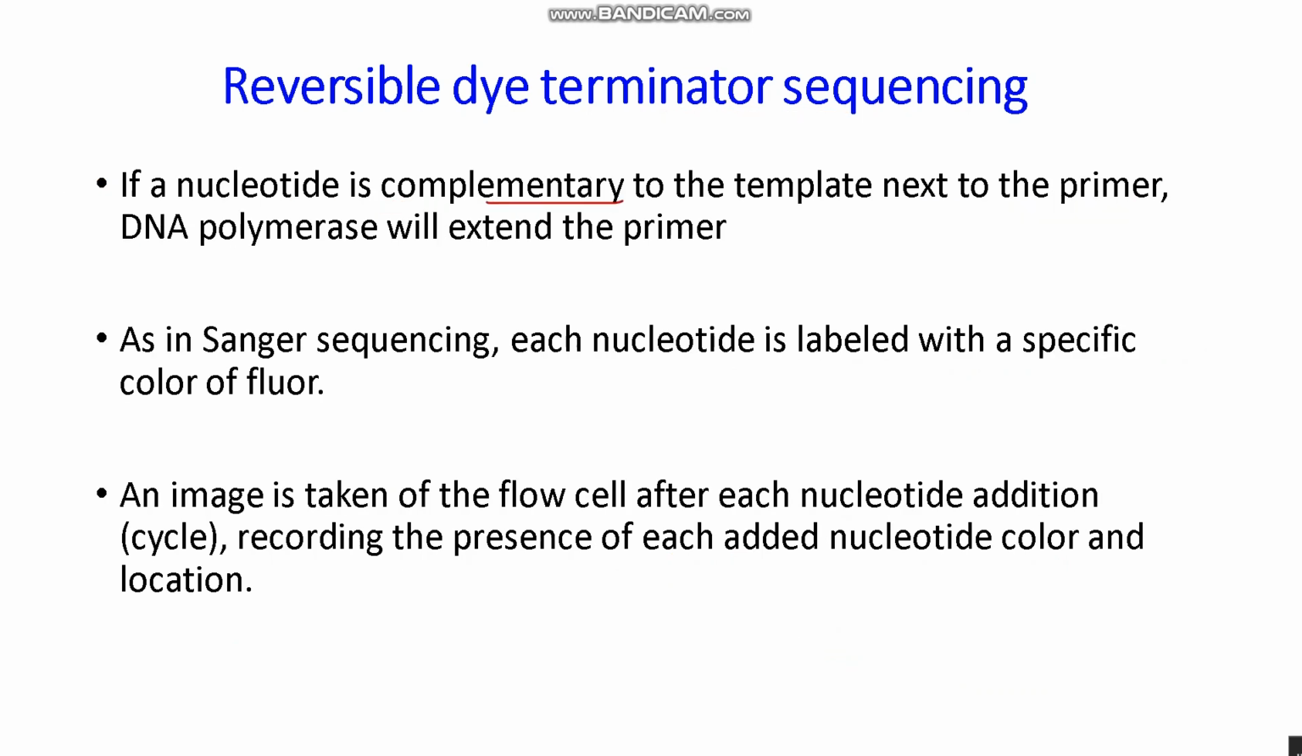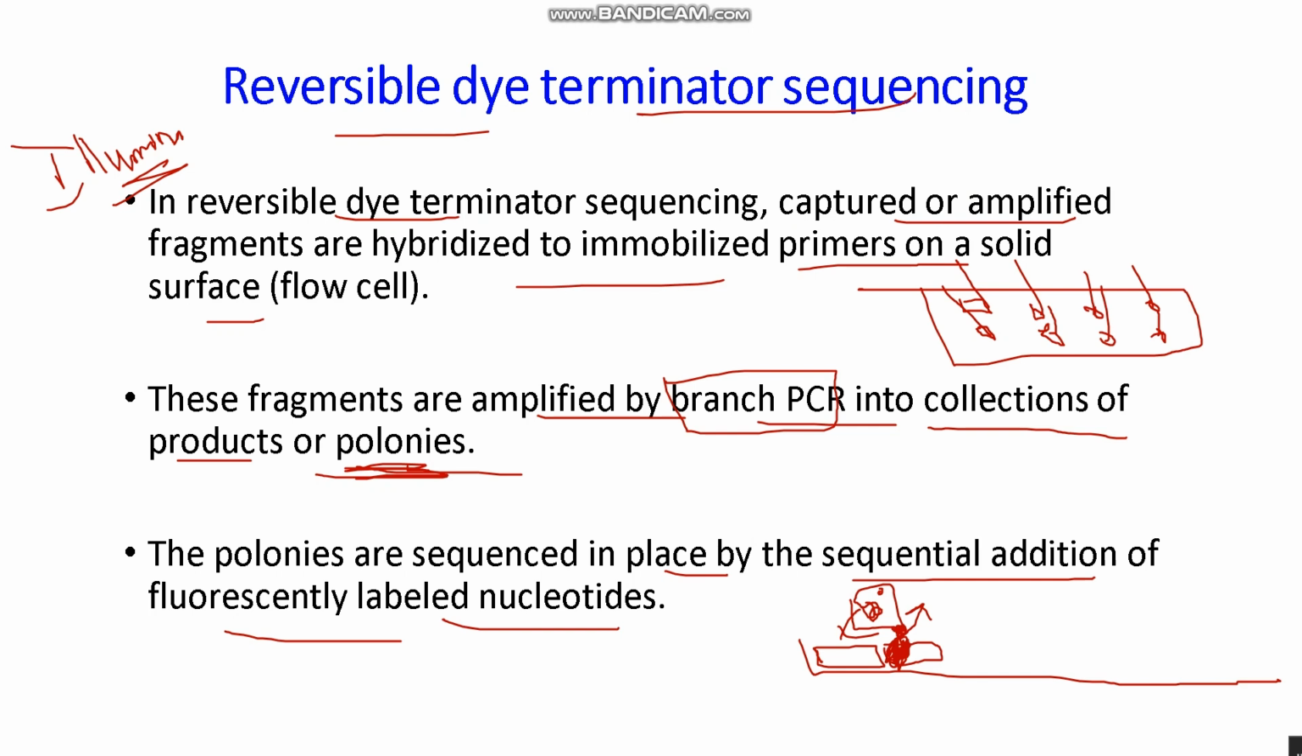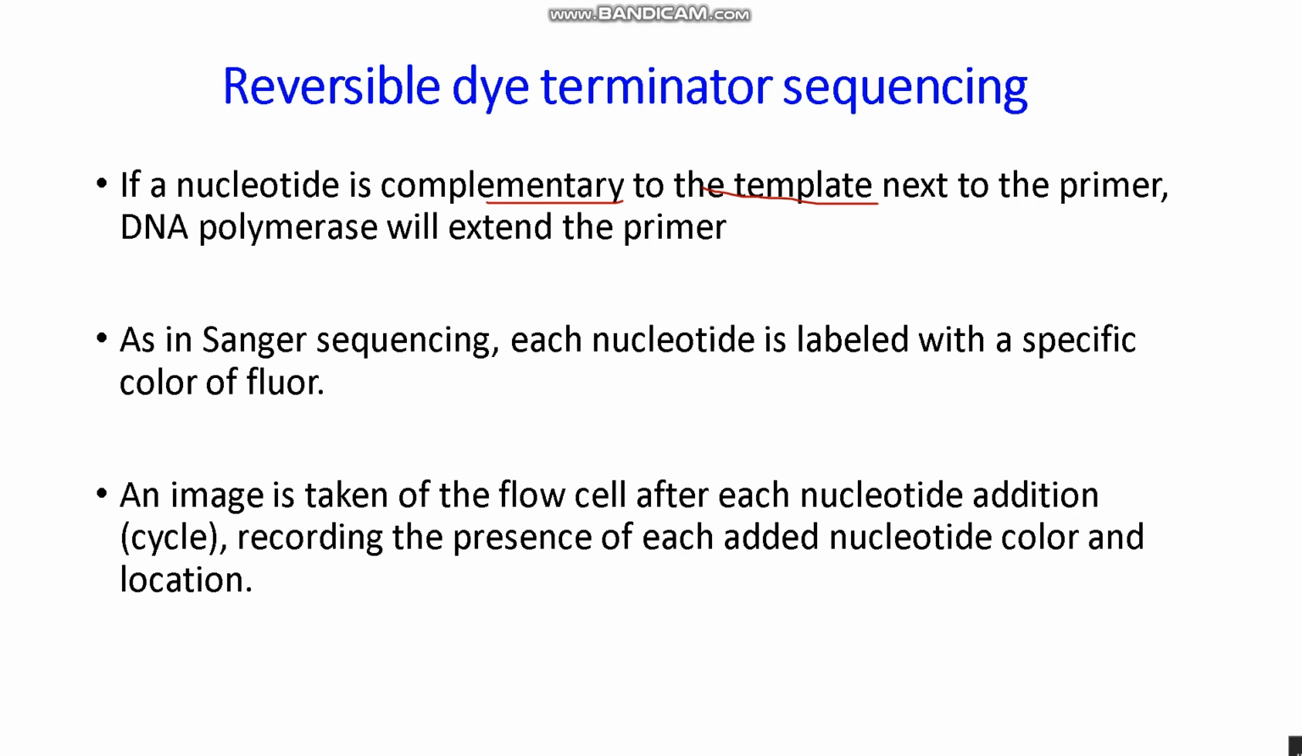If the nucleotide is complementary to the template sequence, DNA polymerase will extend the primer. As in Sanger sequencing, each nucleotide is labeled with a specific color or fluor. An image is taken of the flow cell after each nucleotide addition, recording the presence of each added nucleotide, its color and location.